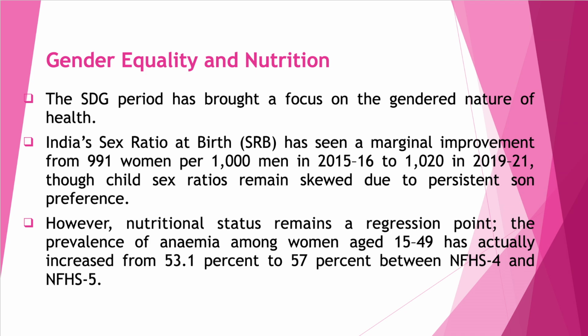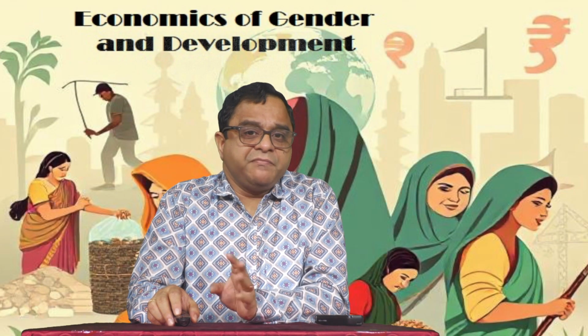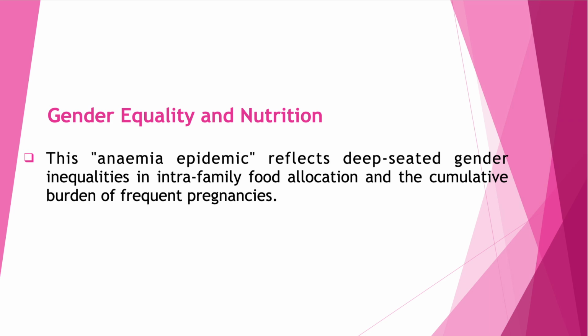However, nutritional status remains a regression point. The prevalence of anemia among women aged 15 to 49 has actually increased from 53.1% to 57% between National Family Health Survey 4 and the 5th rounds. So this anemia epidemic reflects deep-seated gender inequalities in intra-family food allocation and the cumulative burden of frequent pregnancies.